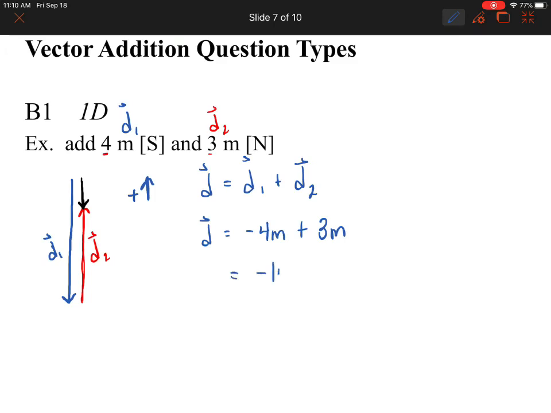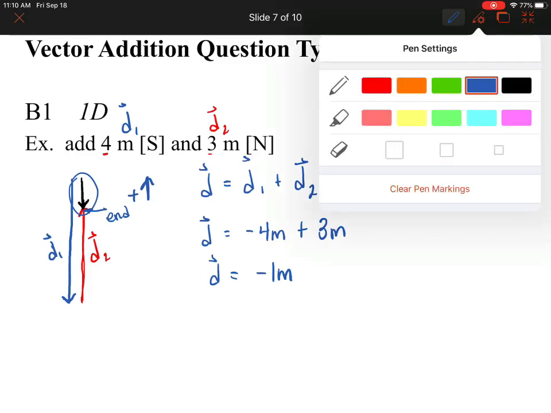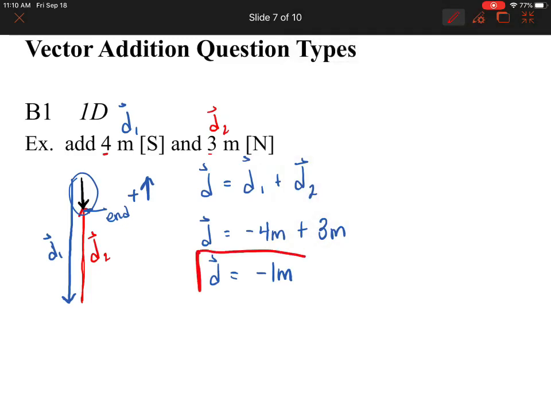It's, of course, negative 1 meters. And I know that since I made north positive, it makes total sense that it would end up south, right? That's what we found: here's where it's ending, and that is, of course, still a meter south of where it started, and that's what displacement is, okay? So that's how you draw a vector diagram when you just have one dimension.